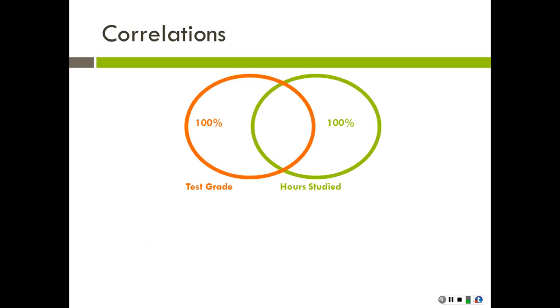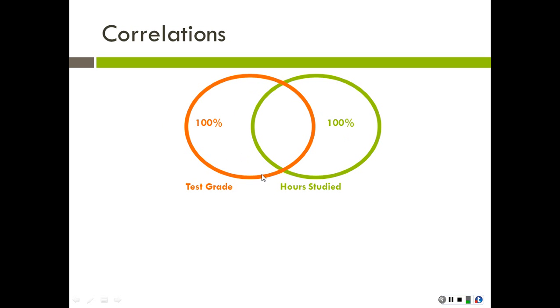So to better understand this, imagine that variability in test grades is represented by this orange circle. So here's this test grade represented by this orange circle. Inside of this circle is 100% of all the different reasons why people get different test grades, right? So all the different reasons people get different test grades is represented by this circle. What we're trying to do is kind of chip away at this 100% to explain some of it.